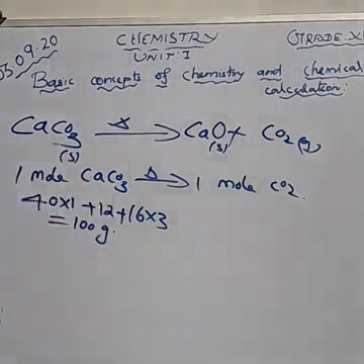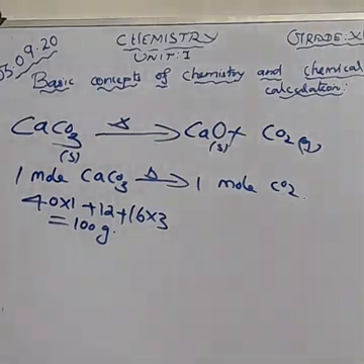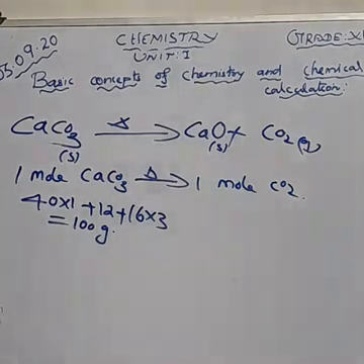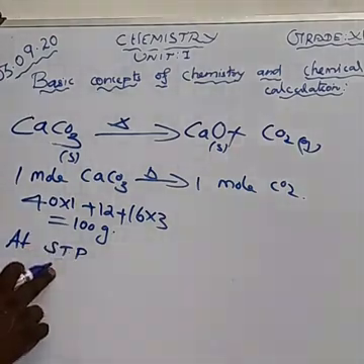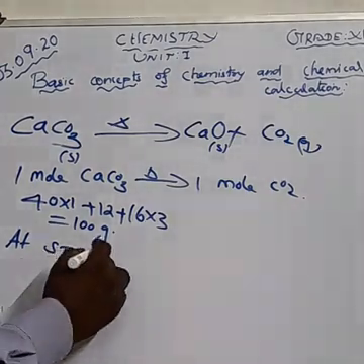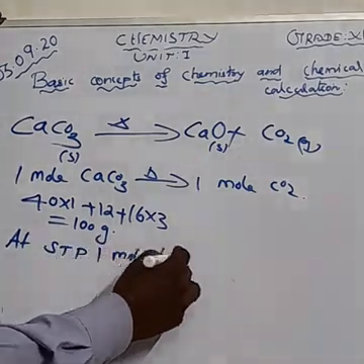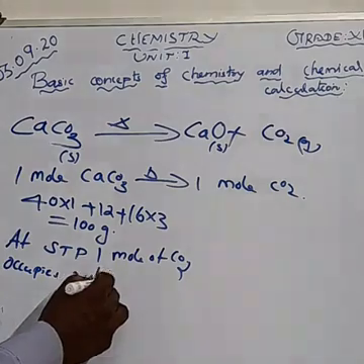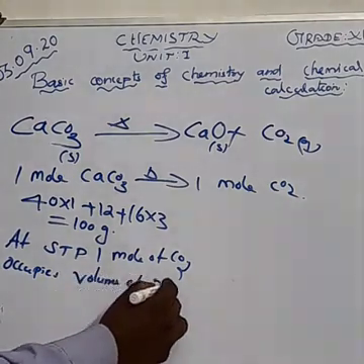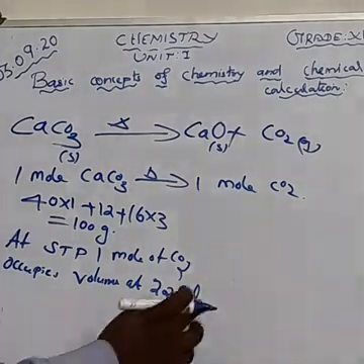Okay, what's the answer? We get 100 gram. At STP, 1 mole of carbon dioxide occupies a volume of 22.7 liters. What is STP? Standard temperature and pressure. At STP, 1 mole of CO2 occupies a volume of 22.7 liters.